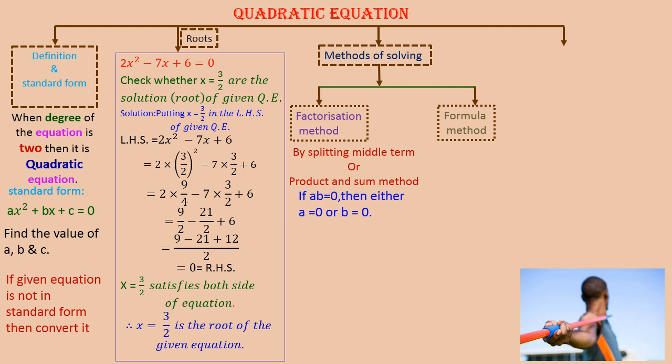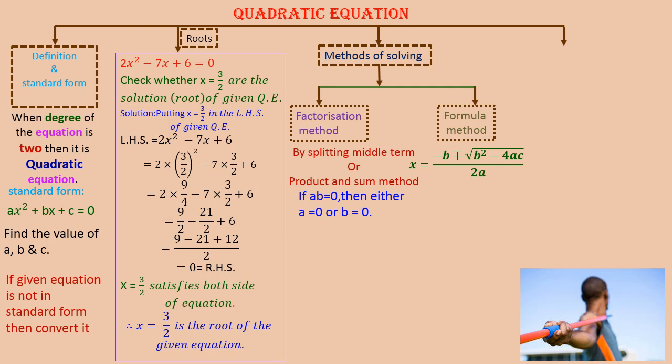Let us go for the formula method. Again, the formula method: we have a formula that is x equals minus b plus or minus root of b square minus 4ac, upon 2a. I would like you to pay attention to your formula very well, because most of you write it wrongly in the exam. So be careful about it. This is the formula we use to solve the equation by the formula method.